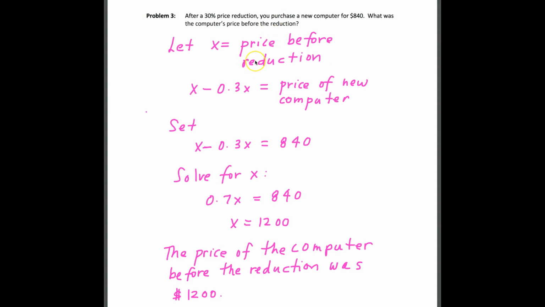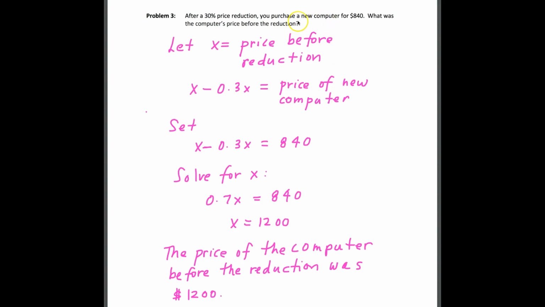What we need to do in this problem can be handled in a couple of different ways. One way to think of this would be, we're trying to find x, which is the price before the reduction. How do we determine the cost of a new computer? You have the original price. Think of the price before a reduction as the original price before the sale. It's reduced by 30%. So we take the original price, we take 0.3 times the original price, and we subtract the two. That would give us the price of the new computer.